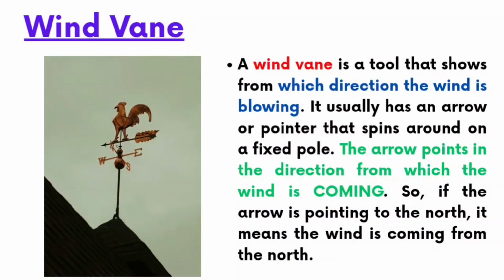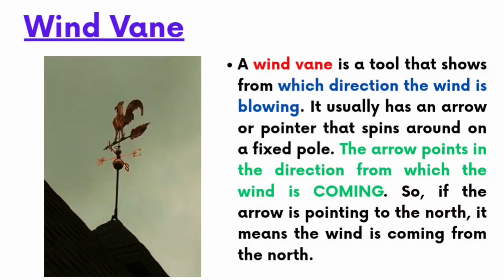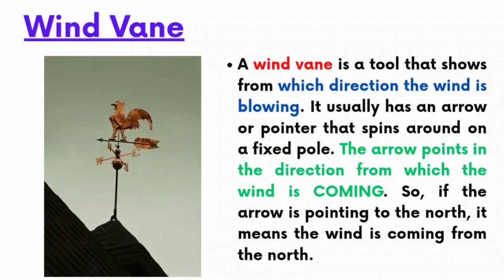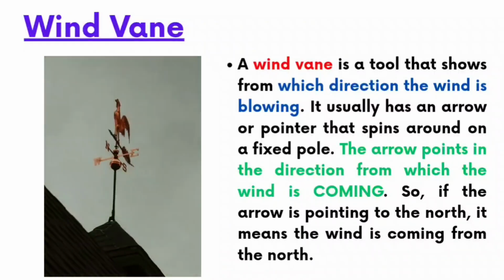Wind vane. A wind vane is a tool that shows from which direction the wind is blowing. It usually has an arrow or pointer that spins around on a fixed pole. The arrow points in the direction from which the wind is coming. So, if the arrow is pointing to the north, it means the wind is coming from the north.